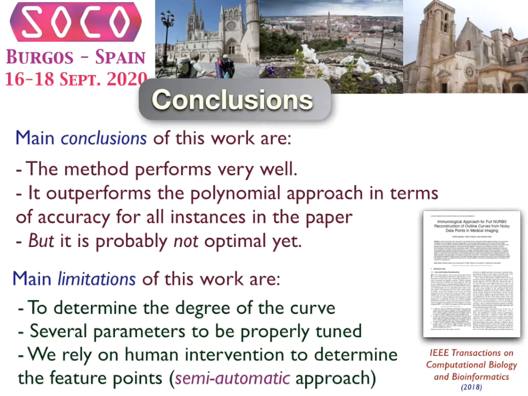The main limitations of this work are that we have to determine the degree of the curve, even if it is rational: we have to determine the degree for the numerator and the denominator of this rational expression. Then some parameters have to be properly tuned, for instance, the number of neurons related to the size of the data. And we still rely on human intervention to determine the feature points, I mean, the points used to perform the data fitting. So there are some limitations we have to deal with in future work.